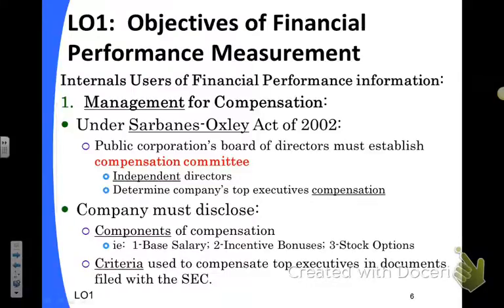Companies must also disclose the components of compensation for their top management people. They need to outline the base salary, as well as any incentive bonuses and or stock options. They also had to provide the criteria used in the compensation of their top executives in the documents that are filed with the Securities and Exchange Commission.